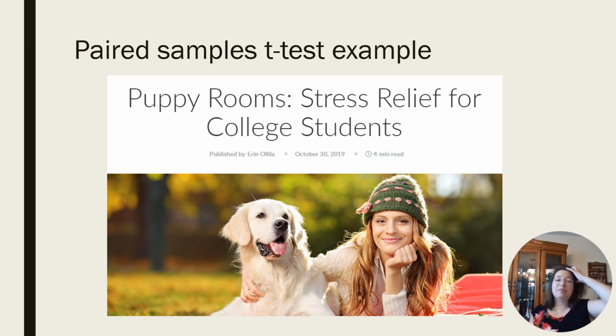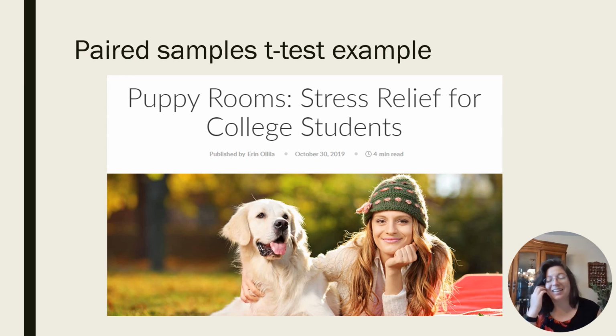All right, let's look at a paired samples t-test example. So my favorite is the use of puppy rooms. You have a stressed group of students taking a statistics class, you measure their anxiety, then you let loose 10 puppies for them to pet and cuddle with for an hour, and then you test their anxiety again. That's an example of a paired samples t-test.